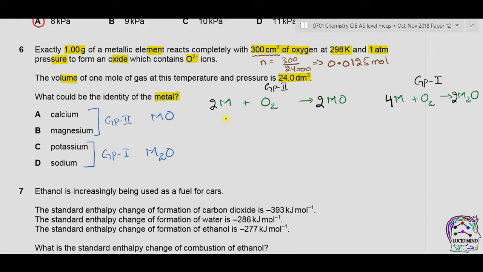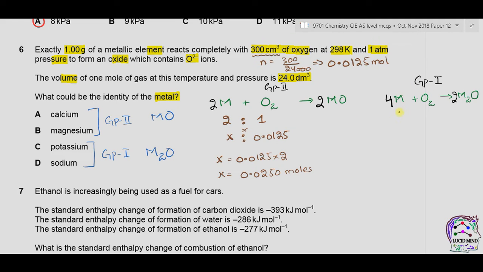Now in the balanced equation, we can see that 2 moles of metal require 1 mole of oxygen for complete combustion. So 0.0125 moles of oxygen will require X moles of metal. By cross multiplying, we can find the value of X. So for group 2, 0.0250 moles are required for complete combustion.